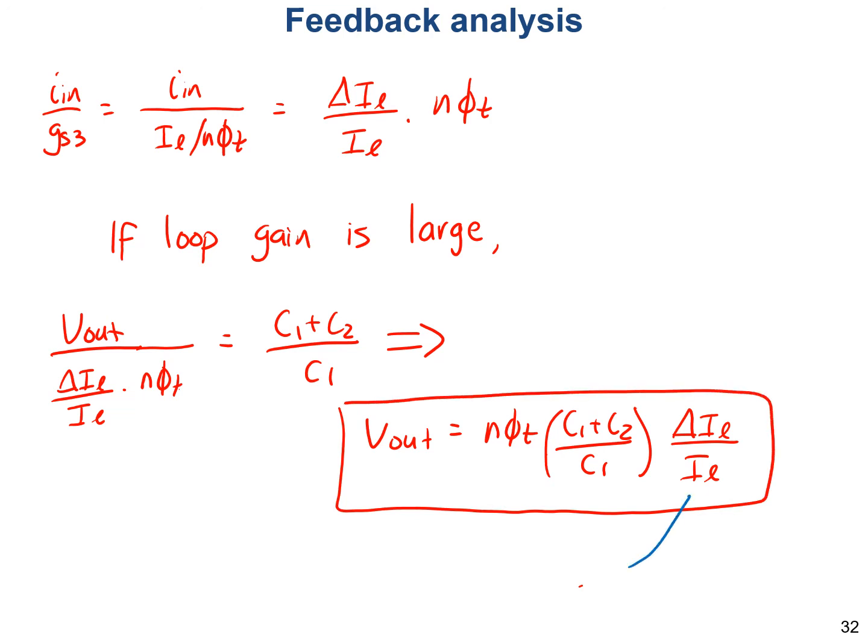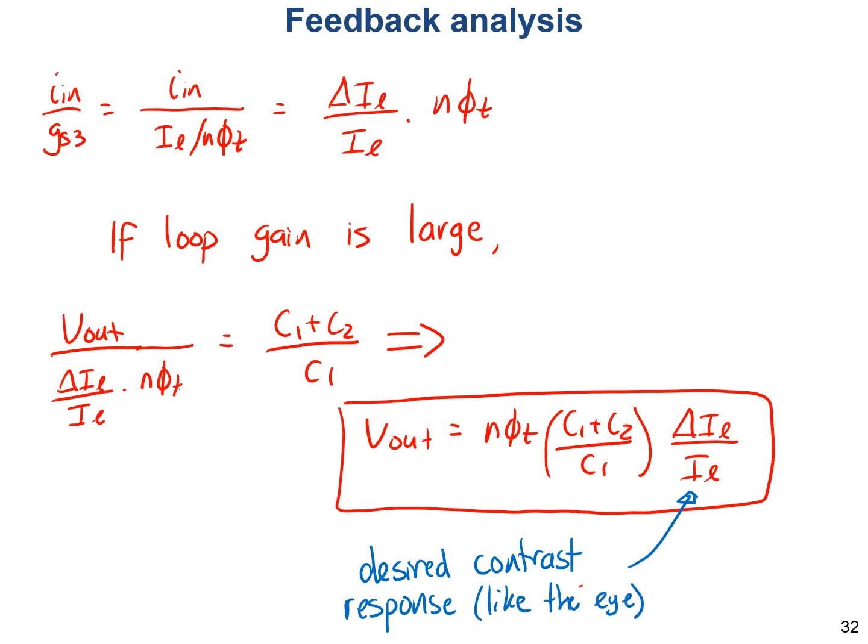Okay, so with this circuit, we are maintaining this desired contrast ratio, or contrast, I should say, response, like the eye. And we're doing so in a way that is relatively simple. We don't even need a full op-amp to do this. We just needed basically a common source amplifier and a feedback factor.